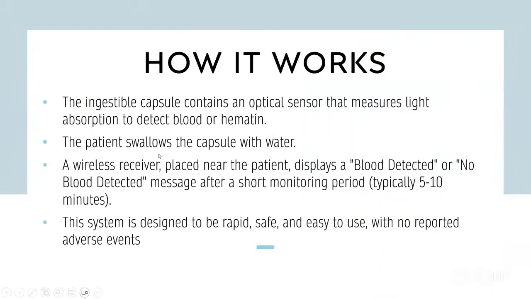So how does this pill work? It is ingestible, so we give it to the patient to ingest it. It contains an optical sensor that measures light absorption to detect blood or hematin. So the patient swallows this capsule with water. Then we have a wireless receiver that is placed near the patient. It displays blood detected or no blood detected message after a short monitoring period, typically 5 or 10 minutes. This system is designed to be rapid, safe, and easy to use with no reported adverse event.